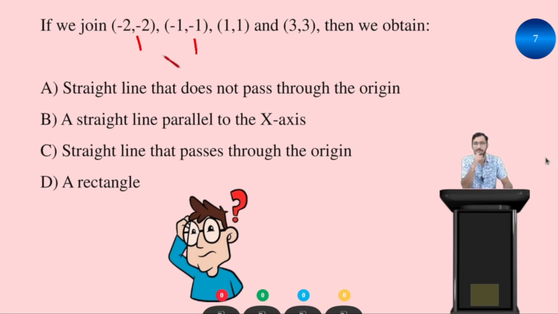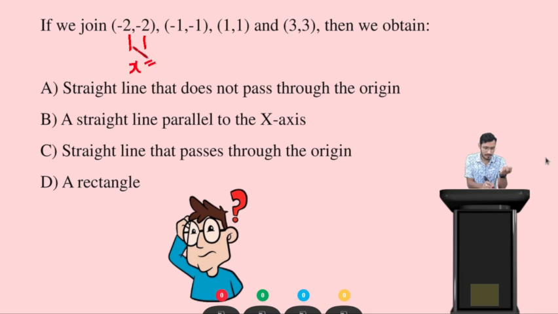Yes, we join (-2, -2), (-1, -1), (1, 1) and (3, 3). Students, here you can see that both coordinates, the x coordinate and the y coordinate, are the same. Minus 2 comma minus 2, that means x is equal to y here. Similarly, the coordinate of x is equal to the coordinate of y.